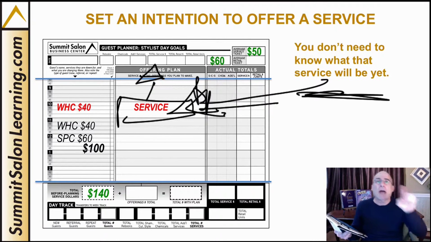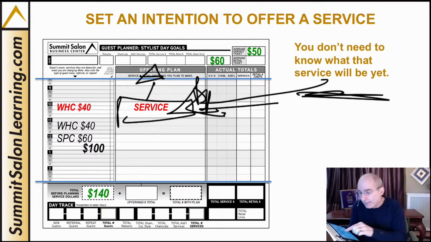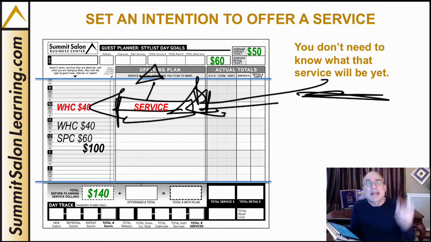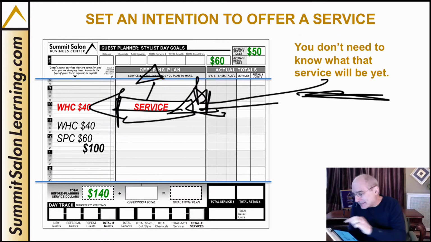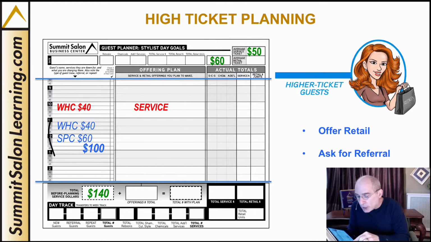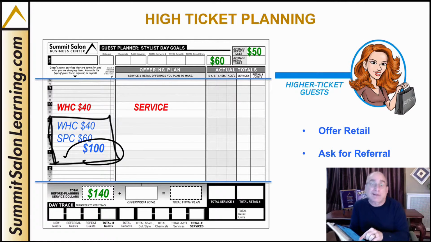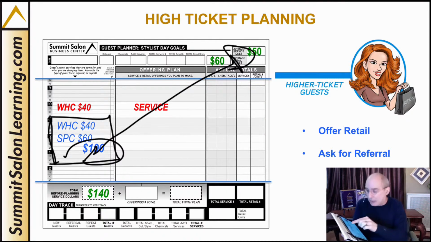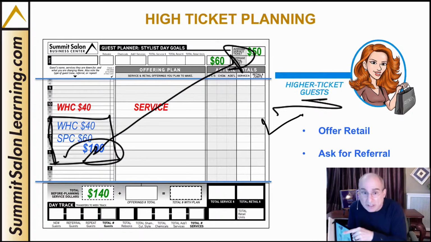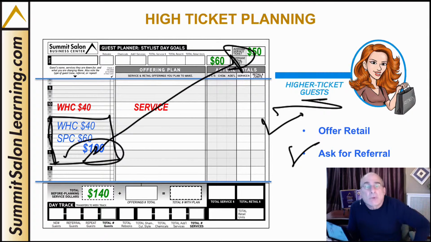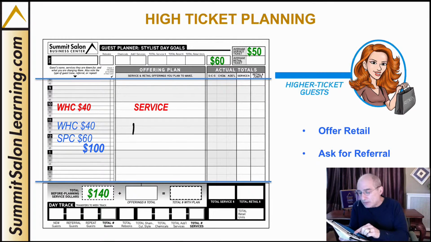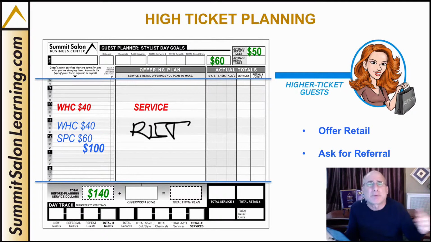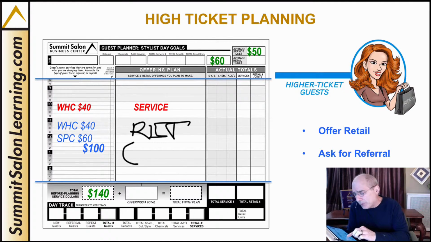You're looking for opportunities about what other services you can offer beyond the haircut that might serve your guest and prosper you. Now, the next idea is when we look at the second ticket, it's a $100 ticket, it's higher than average. Again, the rule of thumb, it's all about retail, and depending, we may want to talk about referral as well. So coaching you on this, I would simply put RET, an abbreviation for retail, and I might even put in parentheses REF for referral.